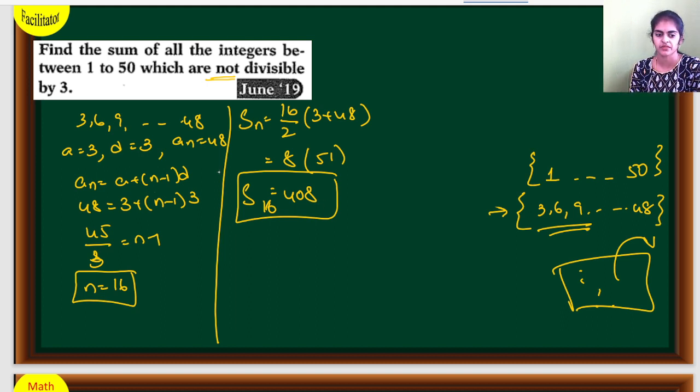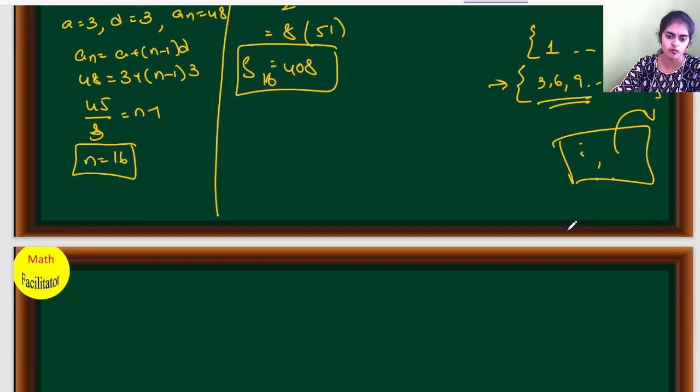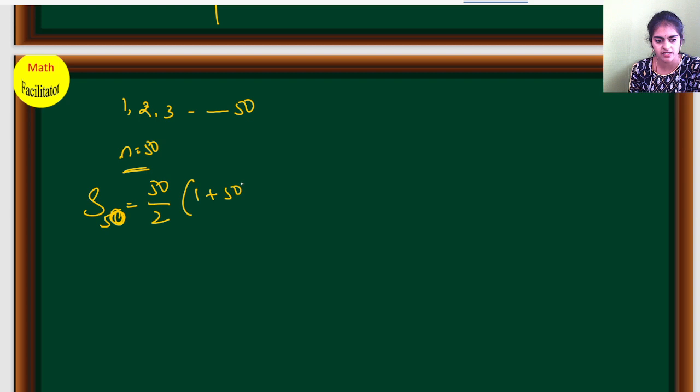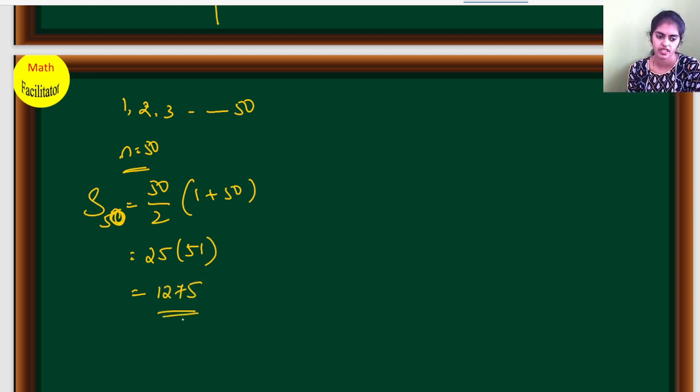Now firstly let me find the sum of numbers from 1 to 50: 1, 2, 3, and so on till 50, so n equals 50. What is the sum of 50 numbers? S50 is 50 by 2 into the first number 1 plus the last number 50. So it is 25 into 51. 25 into 50 plus 25 is 1275. So the sum of 50 numbers is 1275.